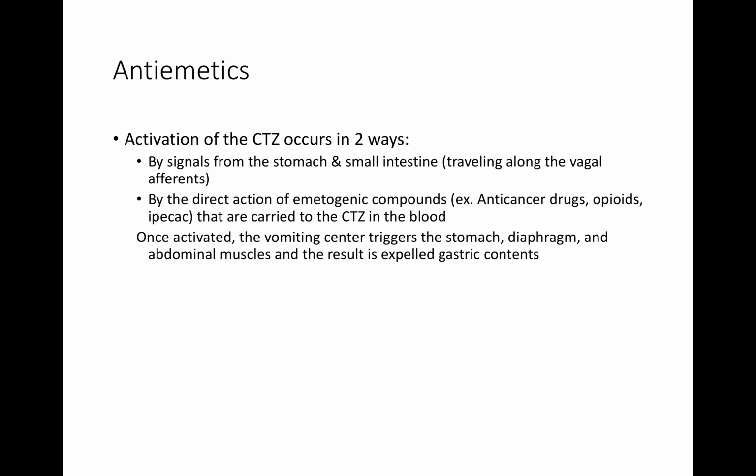Activation of that vomiting center occurs in two ways: by signals from the stomach and small intestine traveling along the vagal afferents, or by the direct action of our emetogenic compounds, such as anti-cancer drugs, opioids, anything else that we're putting into the body, not just something coming from the stomach or the intestine. So again, you don't have to memorize; it makes sense. Emetogenic just means it's going to produce vomit. Once activated, the vomiting center triggers the stomach and the diaphragm. Anybody that's ever vomited knows you're trying so hard not to, and it's just an ejection response of your abdomen via the diaphragm and abdominal muscles, resulting in expelled gastric contents.